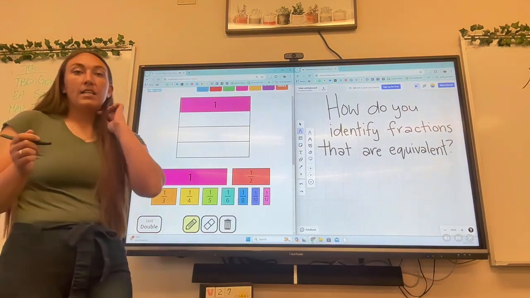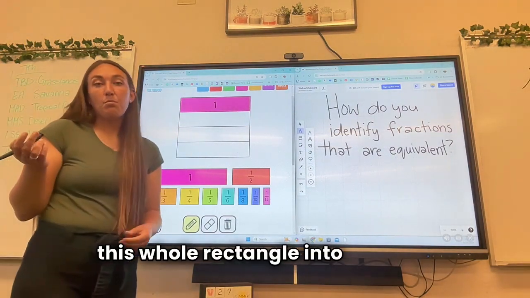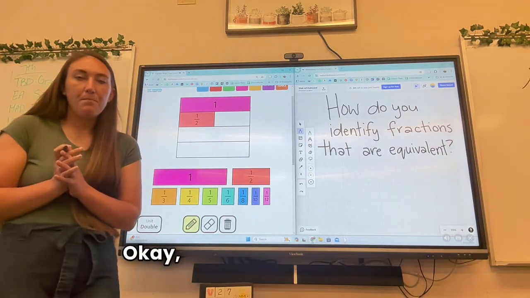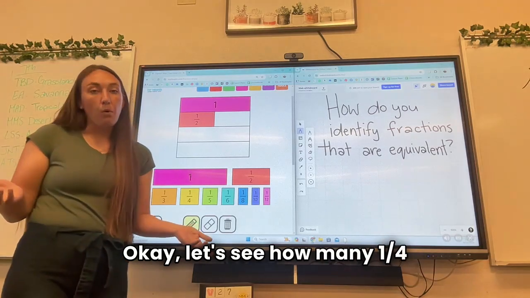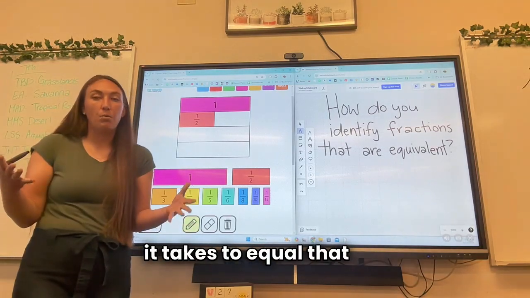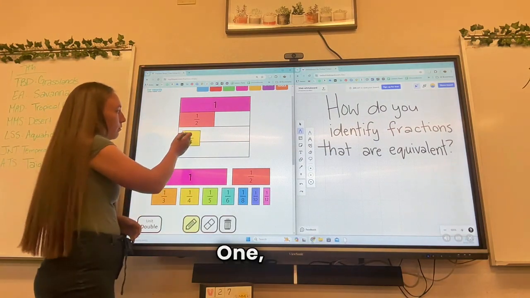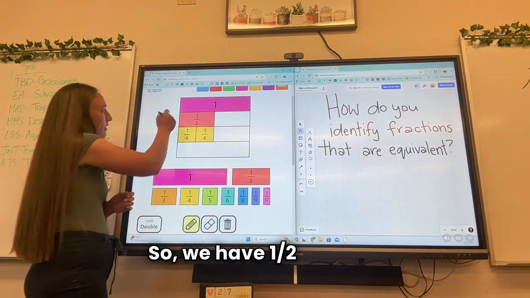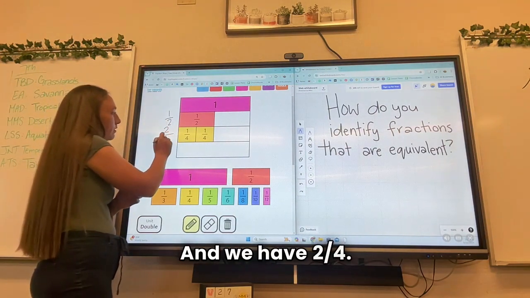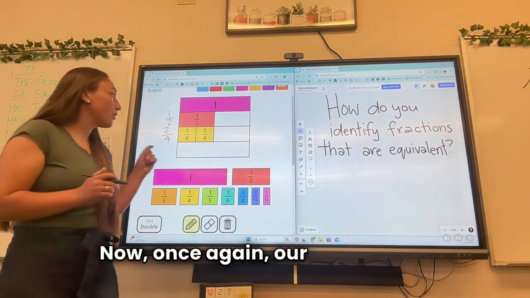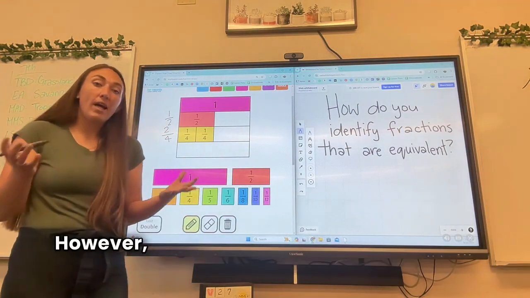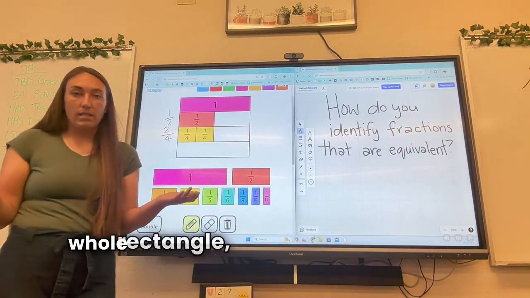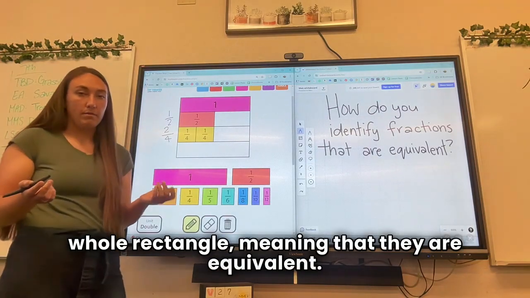If I were to divide this whole rectangle into 1/2, I'm going to stick my 1/2 chunk up here. Okay? Let's see how many 1/4ths it takes to equal that 1/2. 1, 2. Okay, so we have 1/2 up here, and we have 2/4. Now, once again, our numerators and our denominators are different. However, using our fraction model, we see that they take up the same amount of space in our whole rectangle, meaning that they are equivalent.